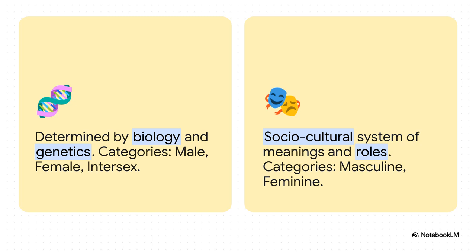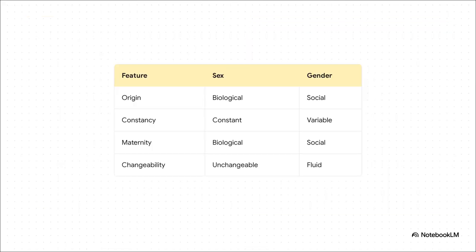Gender, on the other hand, is an entirely different ballpark. Gender isn't something you can just put under a microscope. It's a socio-cultural system. A whole web of meanings, expectations, and roles that society artificially pastes onto your biological sex. That's where terms like masculine and feminine come in. When you put them side by side like this, the differences are just glaring.